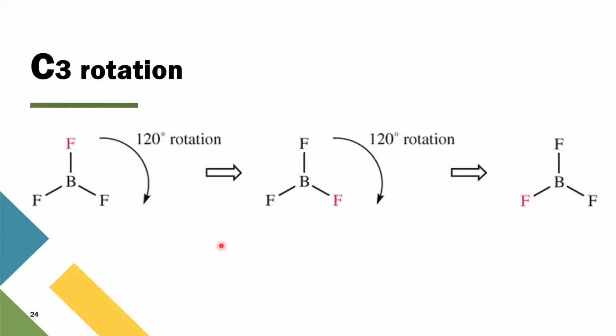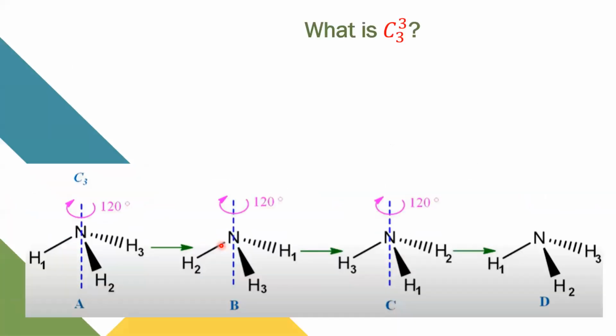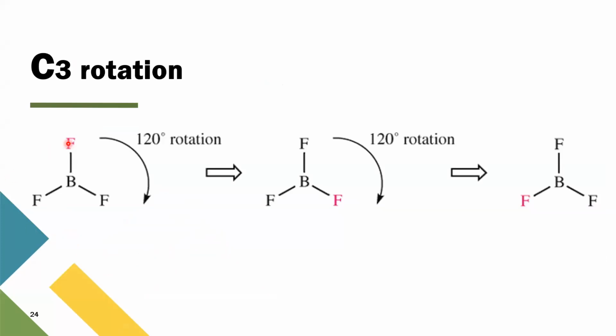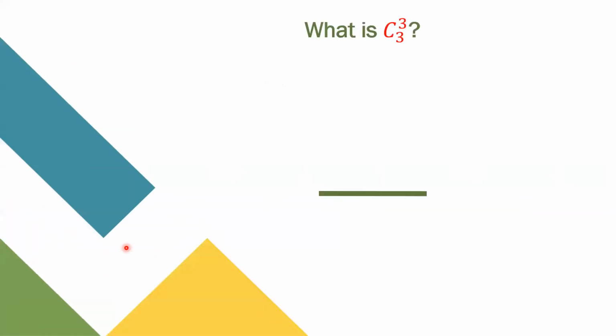Okay. So three times 120 means it is equal to what? Original configuration. You call it what? Identity. Very good. Right? So here it is the same thing, but a little bit different because this is a planar molecule.